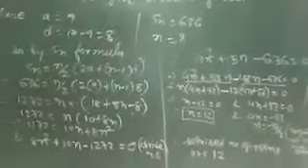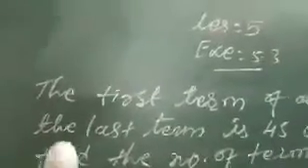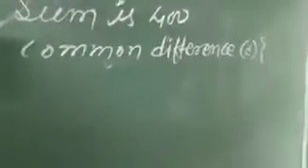Okay, so you learn again and check it. Now we learn question 5, and it is here. The first term of an AP is 5 and the last term is 45 and the sum is 400. Then we find the number of terms and the common difference, it means d. Again here we find the number of terms and d.